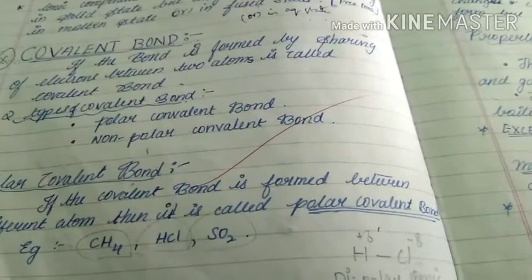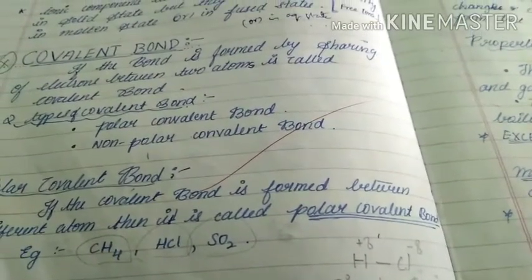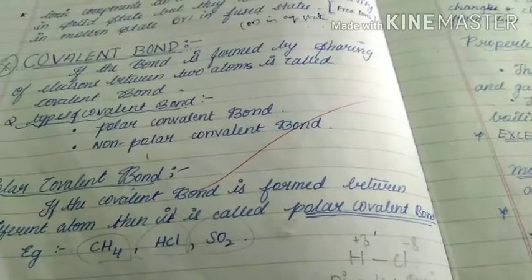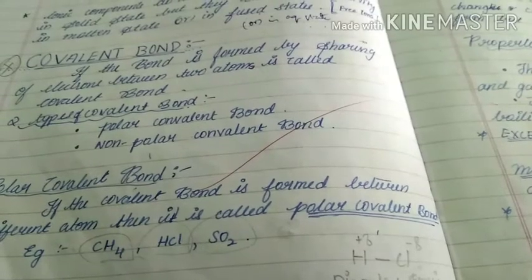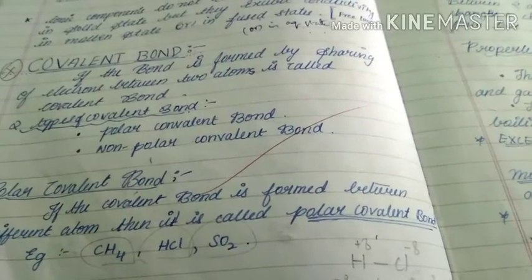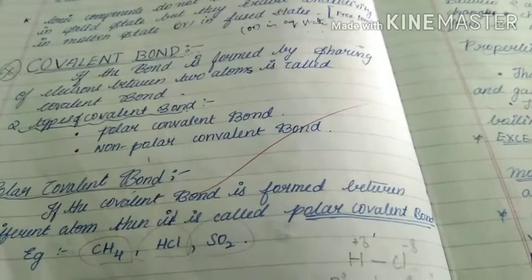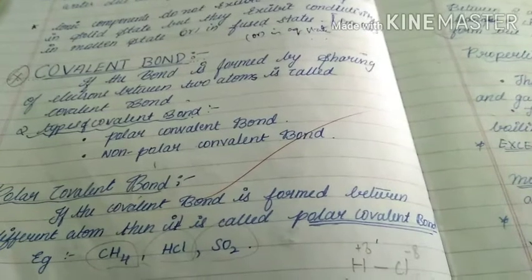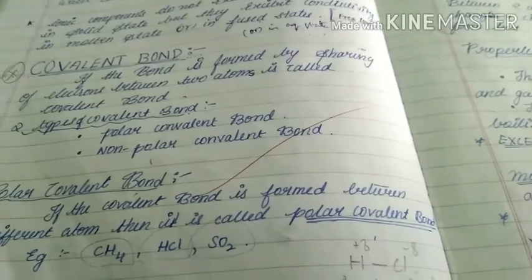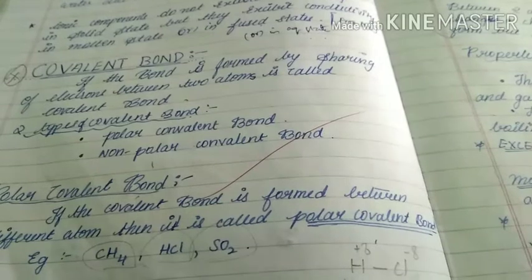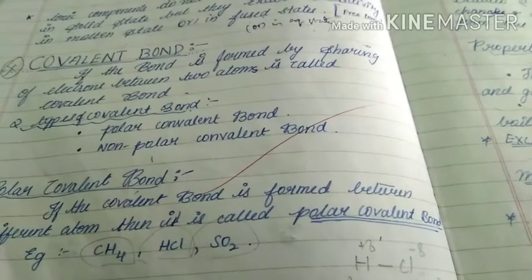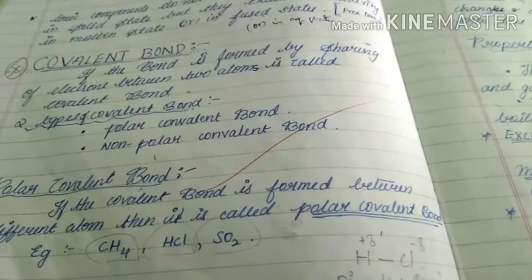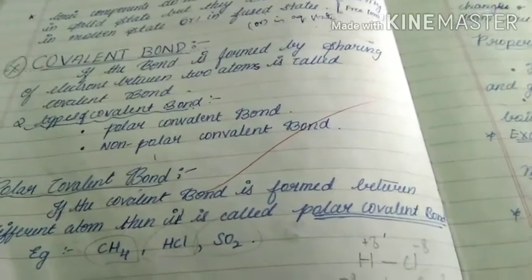What is the definition of ionic bond? The strong electrostatic force of attraction present between oppositely charged ions. That means in an ionic bond, ions are present, nothing but cations and anions. Between them, some attractive forces exist. Those forces are called strong electrostatic force of attraction. Because of that, one bond will form. That bond is called ionic bond. That is about ionic bond.